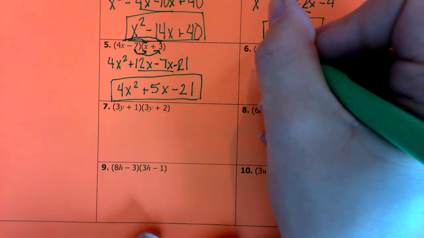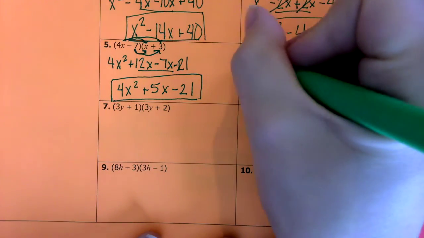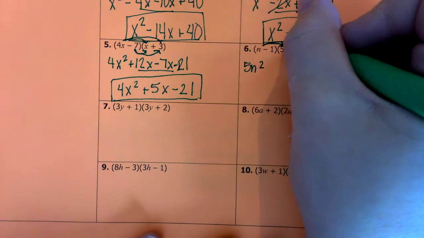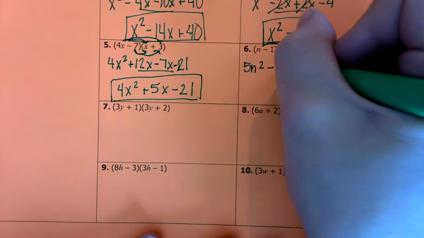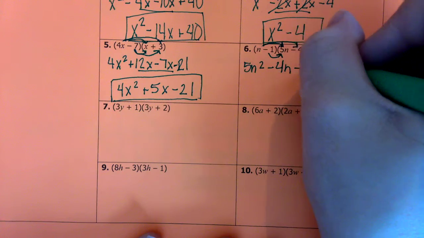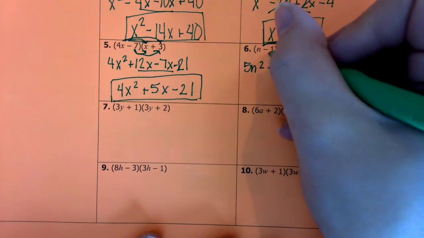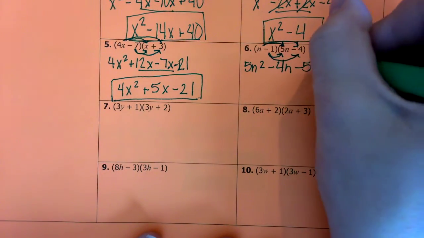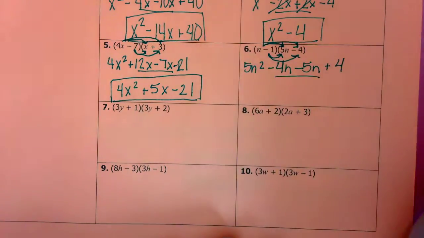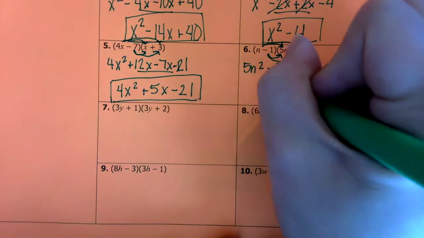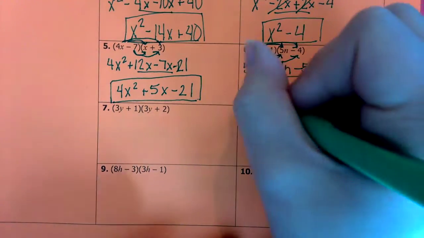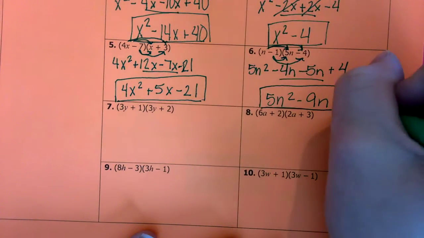I have 1n times 5n. Well, that gets me a 5n squared. 1n times negative 4 gets me a minus 4n. Negative 1 times 5n gets me a minus 5n. Negative 1 times negative 4 gets me a positive 4. Combine my middle terms, so I get 5n squared minus 9n plus 4. And there's your answer there.